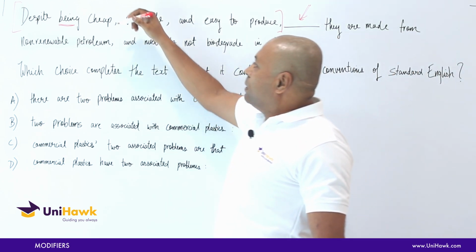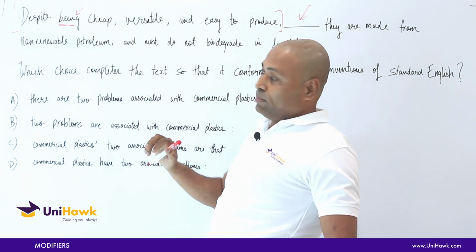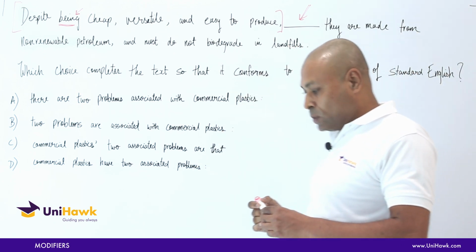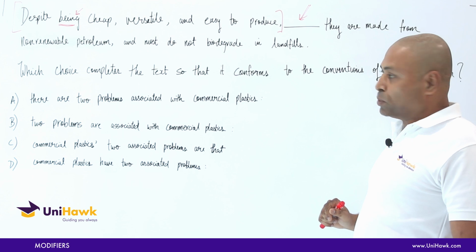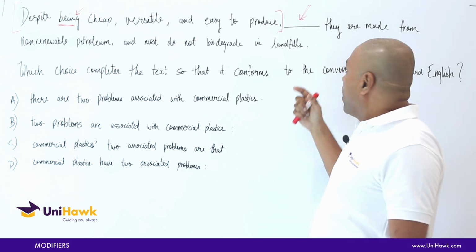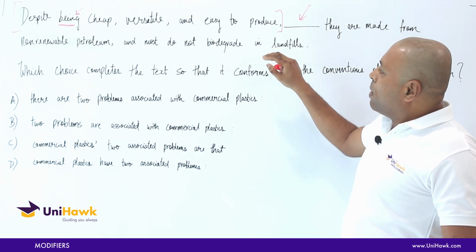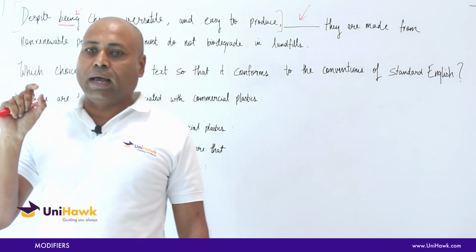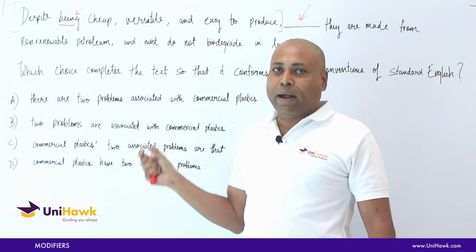Now, this is an existence-indicating verb. So, whose existence is being indicated by this verb? Despite being cheap, versatile, and easy to produce. So, obviously, we are not talking about someone. We are talking about something. The thing that is cheap, versatile, and easy to produce. We can identify which thing that is from the rest of the sentence. "They are made from non-renewable petroleum and most do not biodegrade in landfills." So, in other words, we are looking for a thing that is made from non-renewable petroleum and does not biodegrade in landfills.